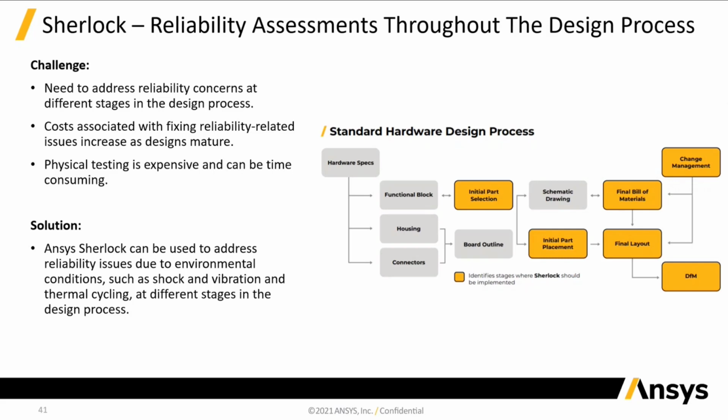But even later on, if you've got a change management requirement, you've got a component that's gone obsolete, you need to understand whether the replacement component is going to have an impact. You can take that replacement component, the material data for it, drop it into your Sherlock model, run the analysis, and understand if it's going to have an impact on your reliability.